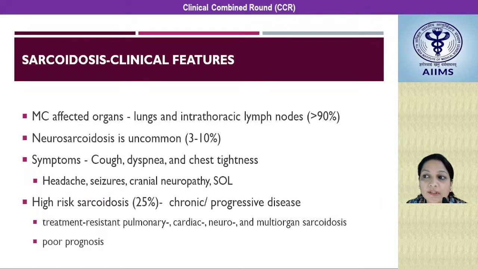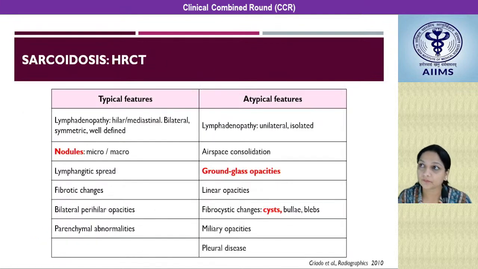Also, there are certain patients with high risk sarcoidosis. They have chronic progressive disease and they are generally treatment resistant, with pulmonary, cardiac, neuro and multi-organ sarcoidosis. They carry a poor prognosis and high risk of mortality.